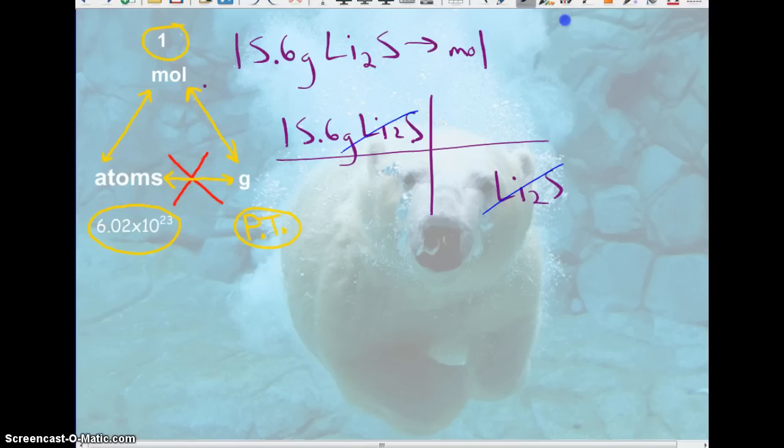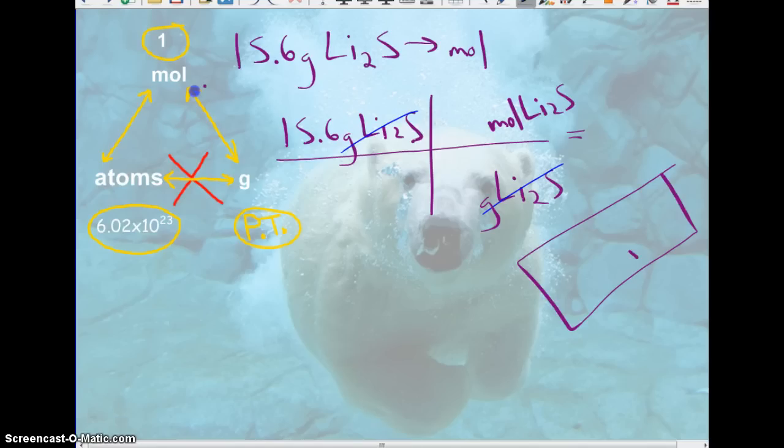Then move to the next thing. We want to go from grams to moles. Looking at the triangle, you're allowed to go directly there. So just put moles of Li2S above. Don't be lazy. You got to write those formulas in every time. The big box for your answer. The units that are not crossed out are moles of Li2S. Go back and put the numbers in.